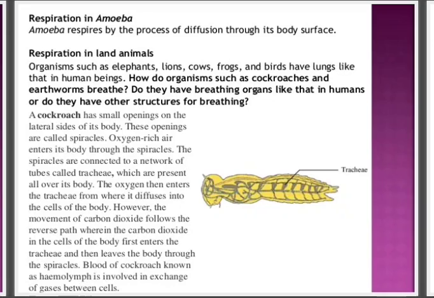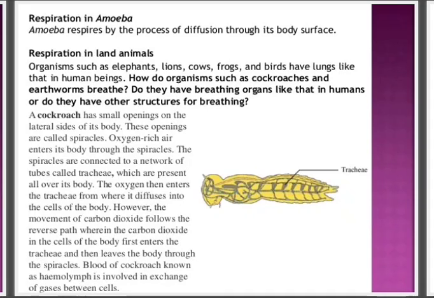Respiration in amoeba. Amoeba respires by the process of diffusion through its body surface. Respiration in land animals. Organisms such as elephants, lions, cows, frogs, and birds have lungs like those in human beings. How do organisms such as cockroaches and earthworms breathe? Do they have breathing organs like those in humans, or do they have other structures for breathing?